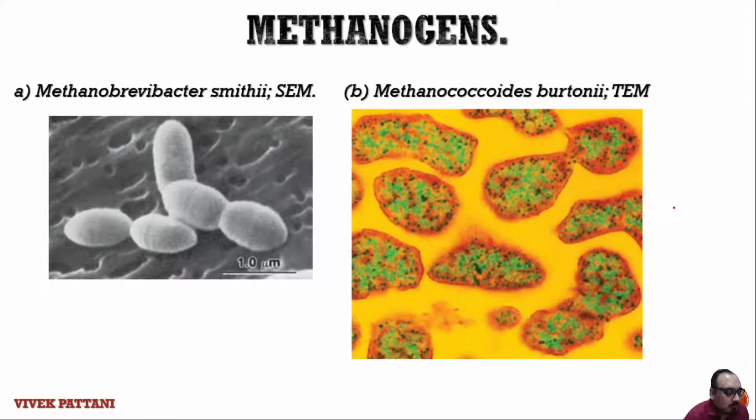These are two examples, with photographs: one is an SEM image, a scanning electron microscope image, and the other is a TEM image, a transmission electron microscope image. Methanobrevibacter smithii is given here, and Methanococcus voltae. Some organisms other than methanogens can also produce methane, but they are not archaea.